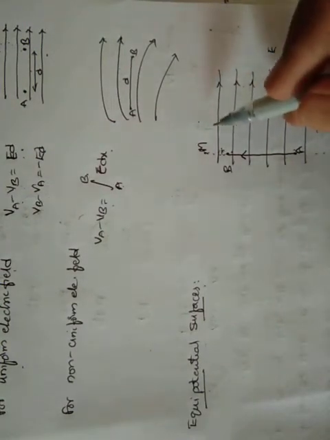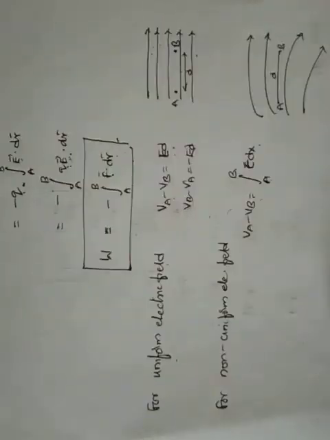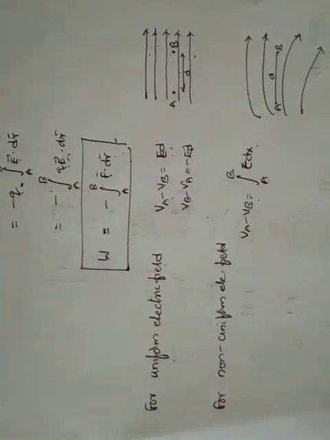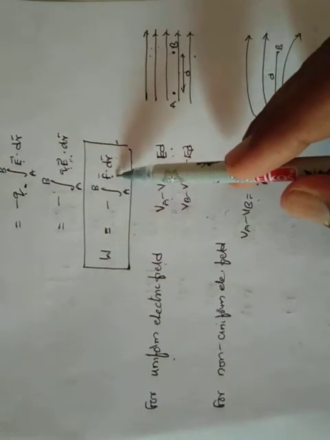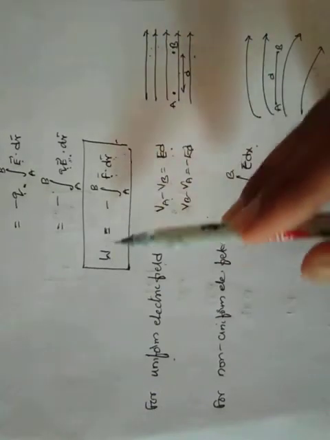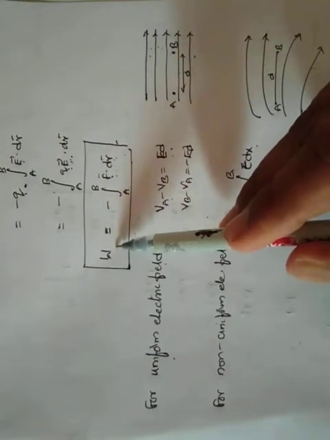I can say once again, here the particle is moving perpendicular to the direction of the electric field, so the work done becomes 0. Hence theta is 90 degrees here. The force applied on the particle is perpendicular to the displacement of the particle, so the work done is 0.